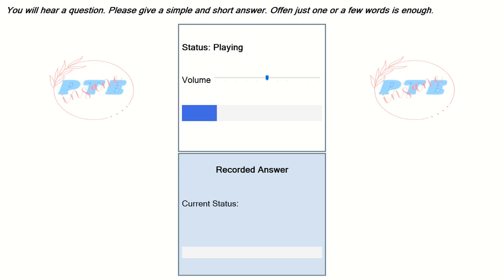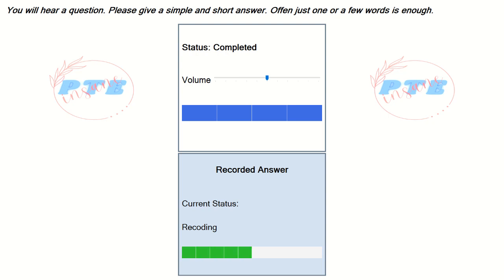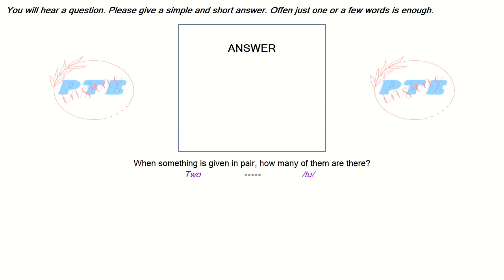When something is given in pair, how many of them are there? 2.